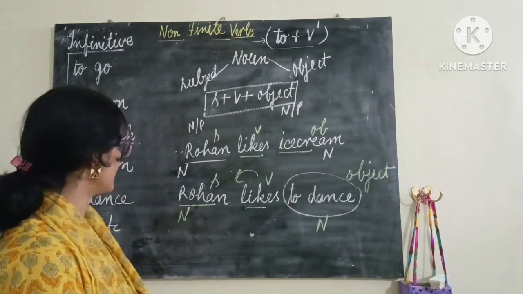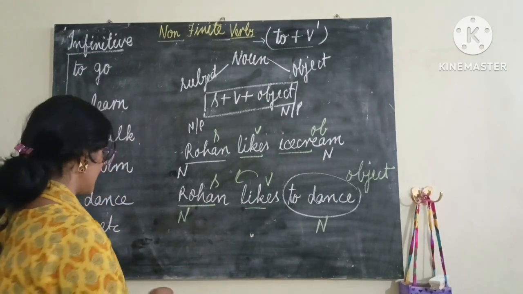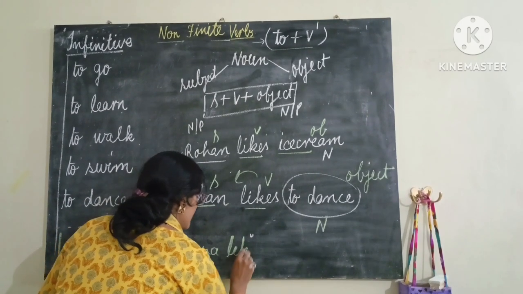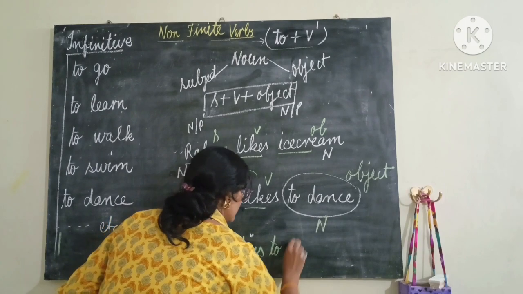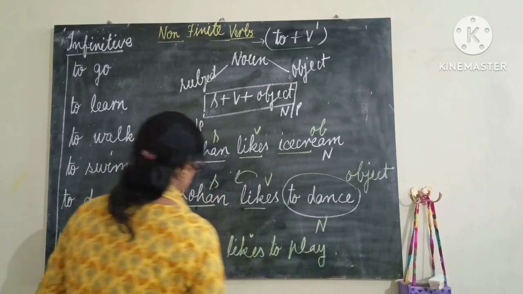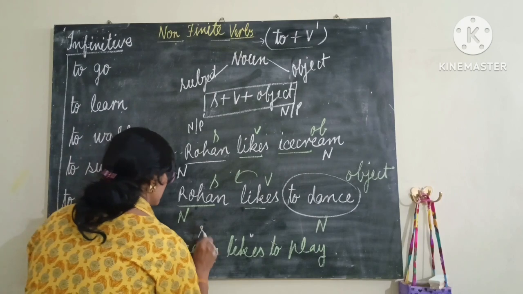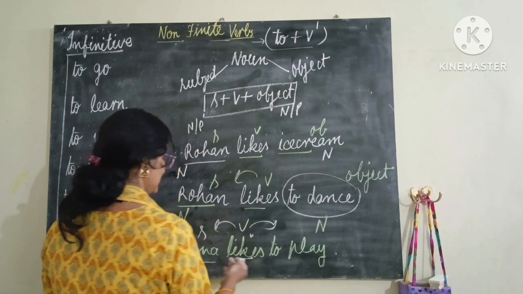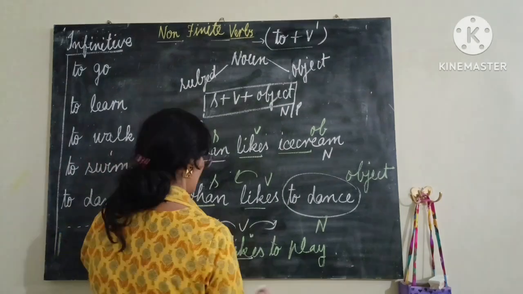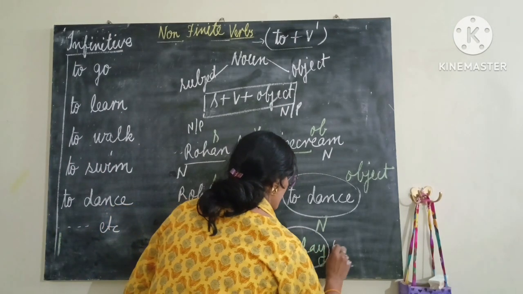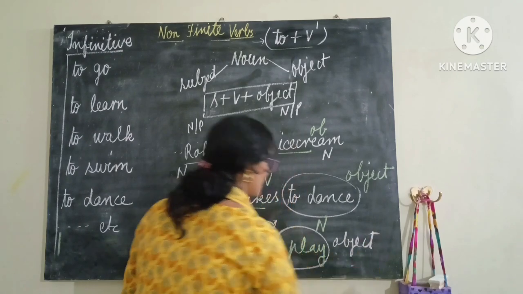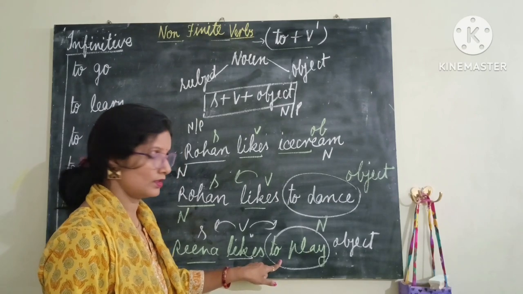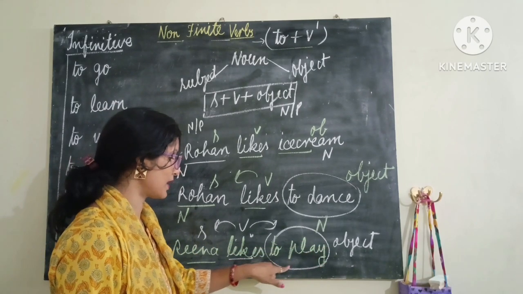In the same way, we can take the next sentence also. Suppose Reena likes to play. Here also, Reena is the subject, likes is the verb, and after the verb, if the verb is transitive, comes the object. Likes what? The answer comes: to play. So this is the object, and objects are always noun or pronoun. To play is the name of the action, so this is the object, and it is behaving as a noun here.